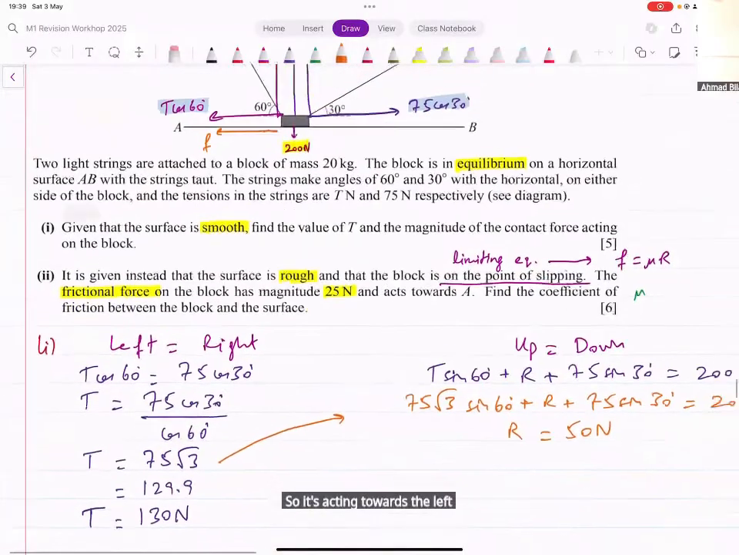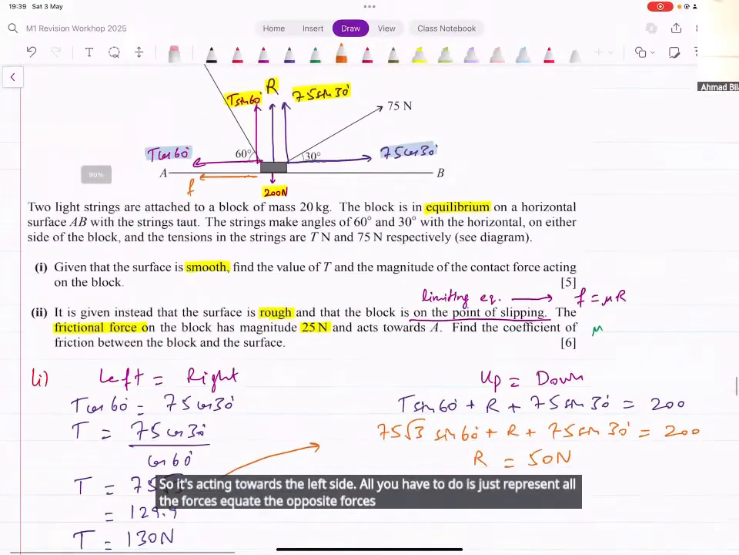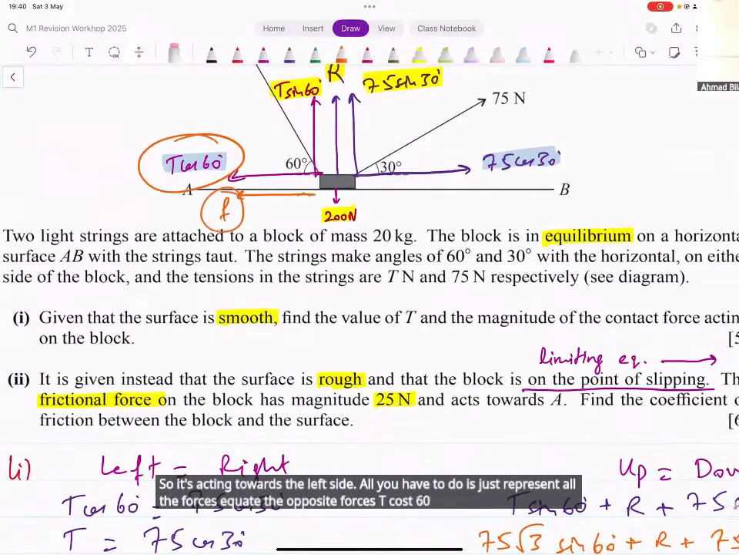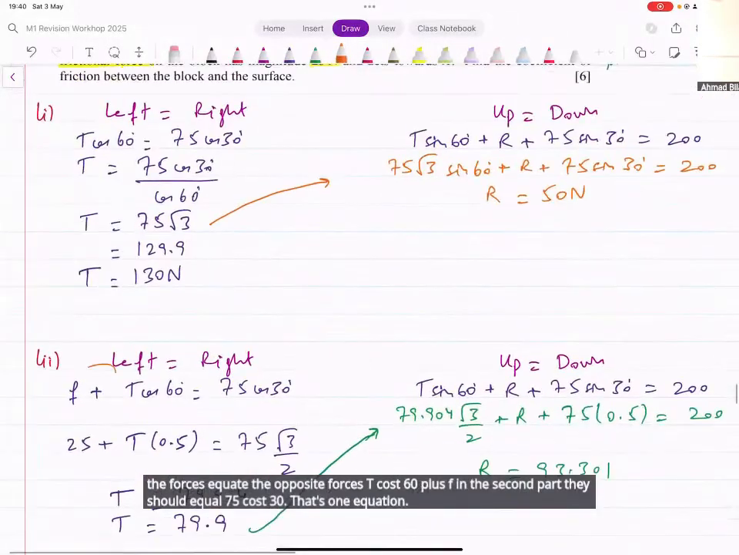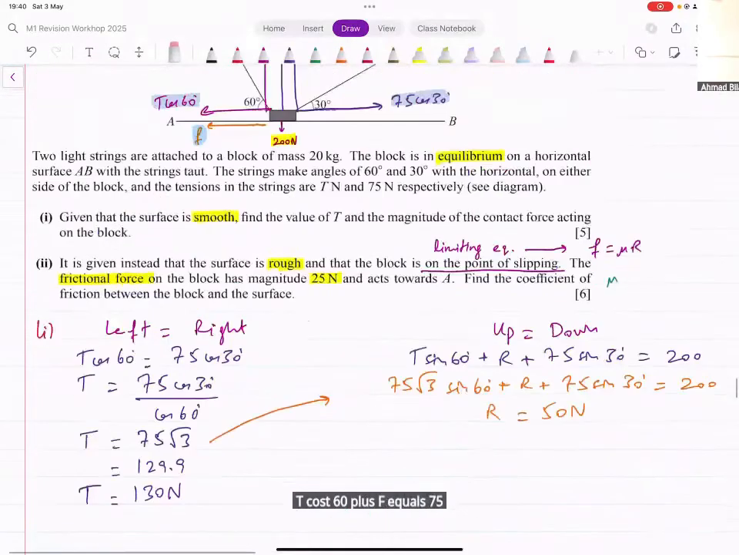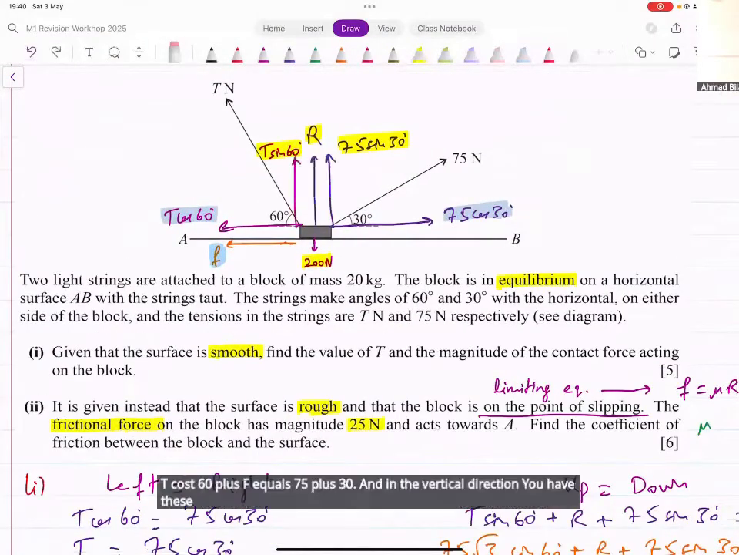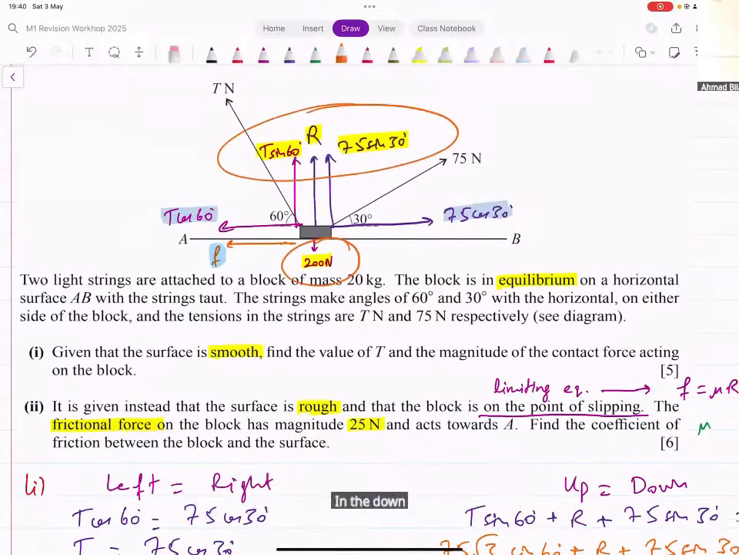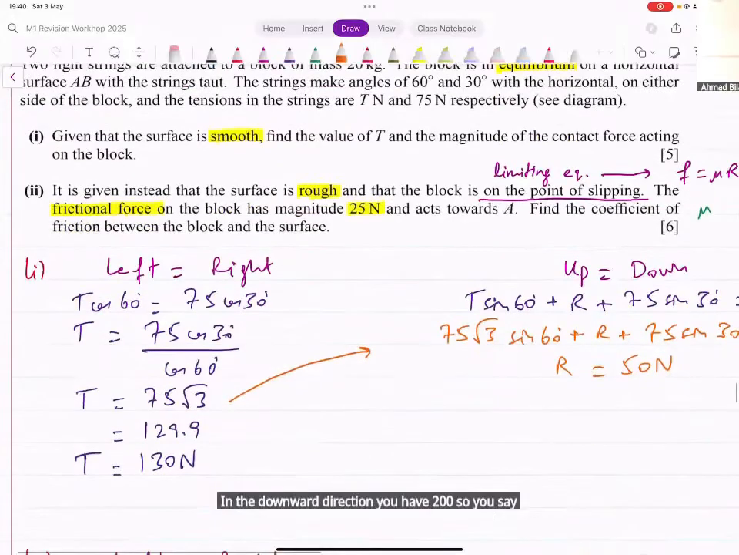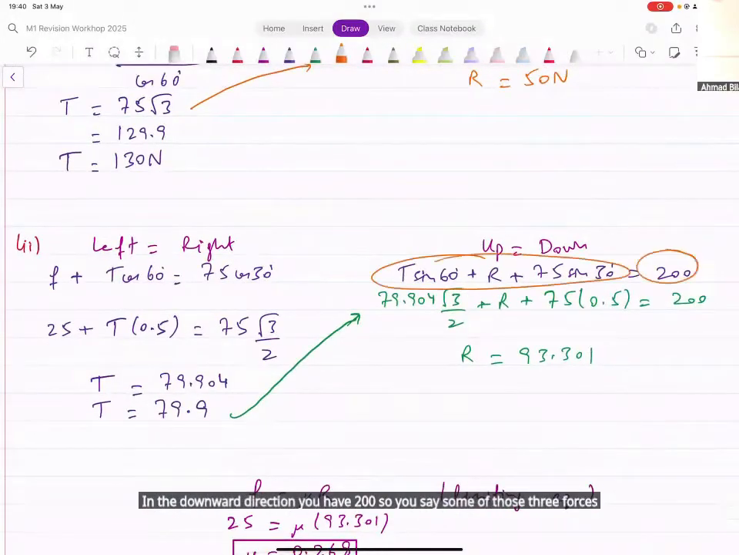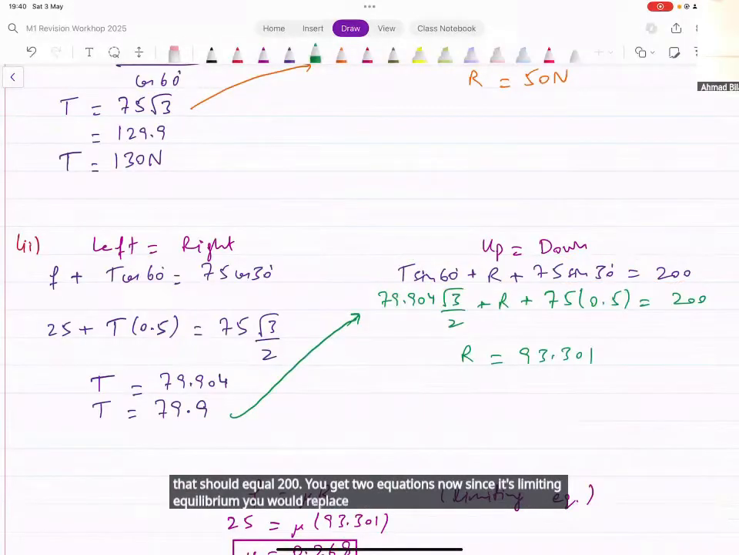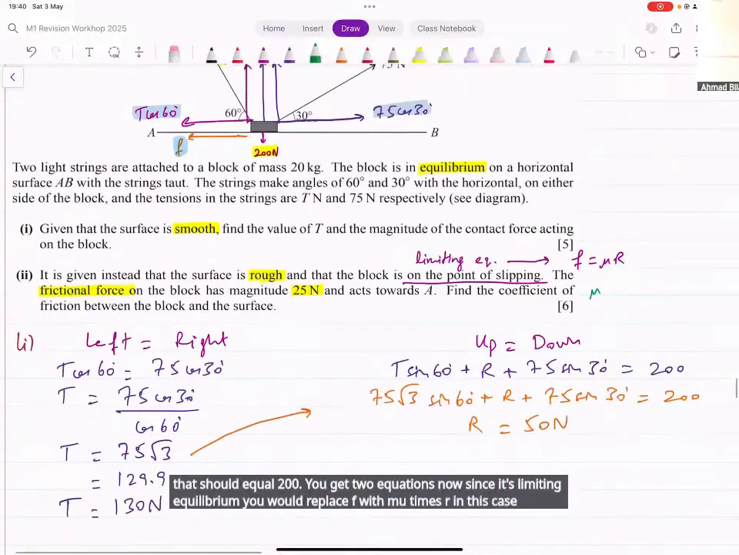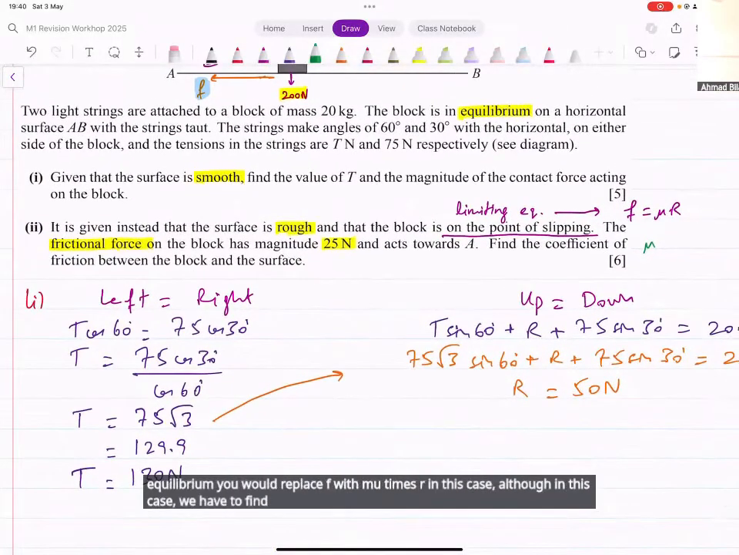All you have to do is represent all the forces and equate the opposite forces. T cos 60 plus F in the second part should equal 75 cos 30. That's one equation: T cos 60 plus F equals 75 cos 30. In the vertical direction, you have these three forces. In the downward direction, you have 200. So the sum of those three forces should equal 200. You get two equations. Now, since it's limiting equilibrium, you would replace F with mu times R, although in this case we have to find the coefficient of friction.